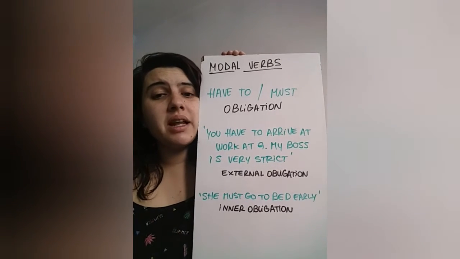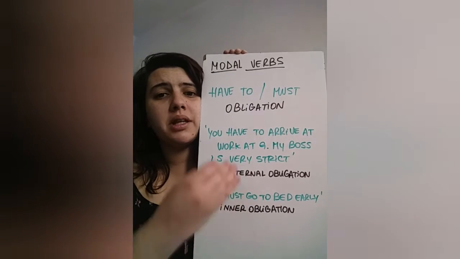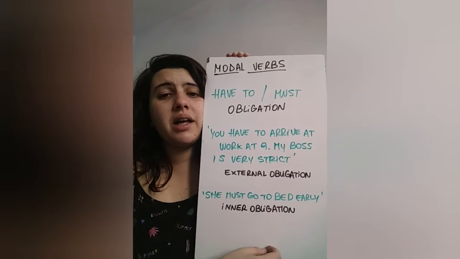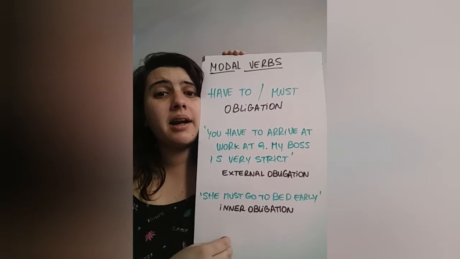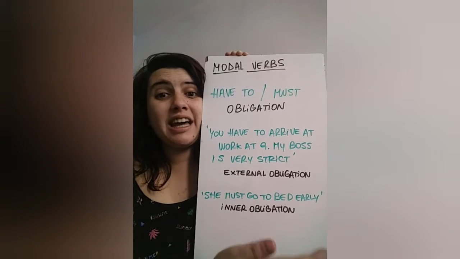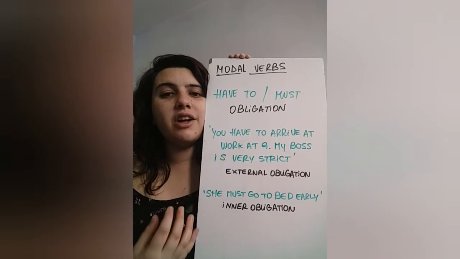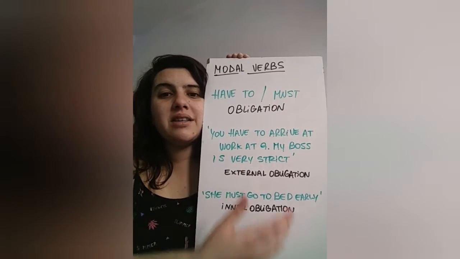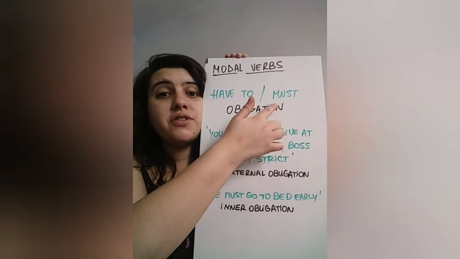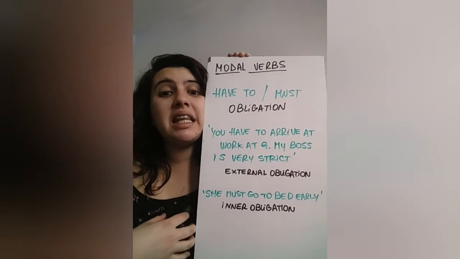En este caso estamos hablando de que la obligación es que esa persona llegue a las 9 en punto al trabajo. Y es una obligación externa porque es una regla. Los trabajadores tienen que llegar a las 9 a trabajar. Y en este caso tenemos aparte el plus de que el boss, el jefe, es muy estricto. Entonces la obligación tiene que ver con algo que viene de afuera, una obligación externa, ¿ok? And we're going to use must, vamos a utilizar must para hablar de una obligación interna, ¿ok?